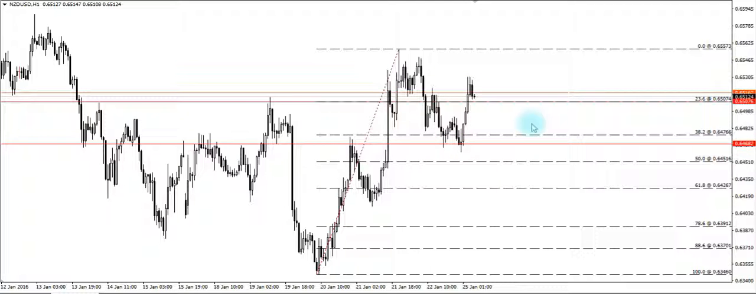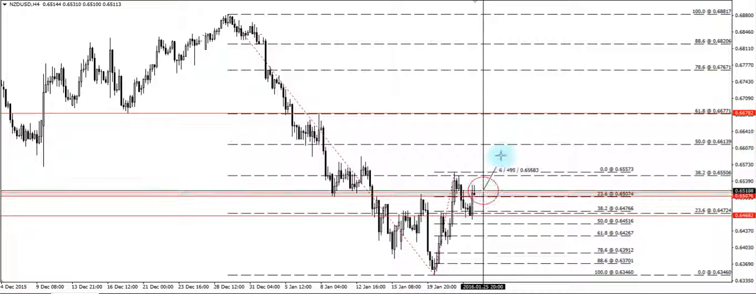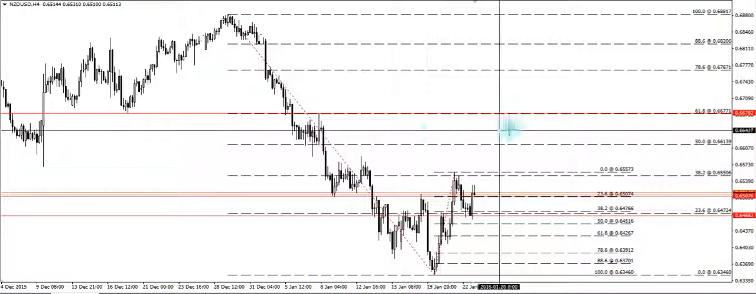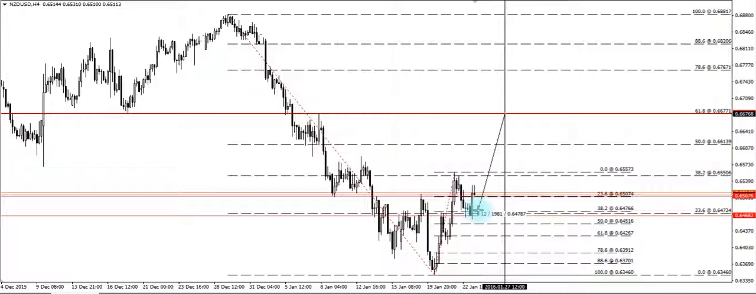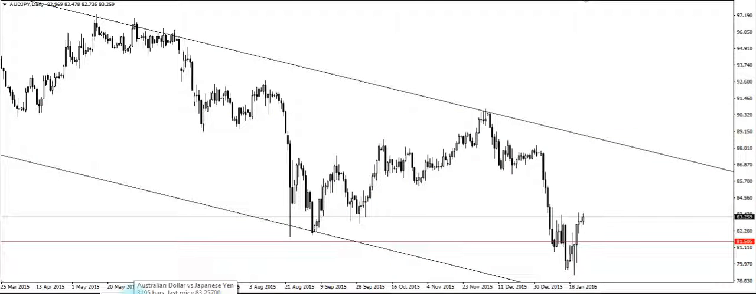So maybe we can wait for the price to retrace back to the price of 0.6468 to look for a buy opportunity again, expecting the price to appreciate all the way to 0.6677. So that could be a good 200 pips of profit to be made from this trade. Last but not least, for the Australian related currency pairs, let's look at the Aussie against the Japanese yen.